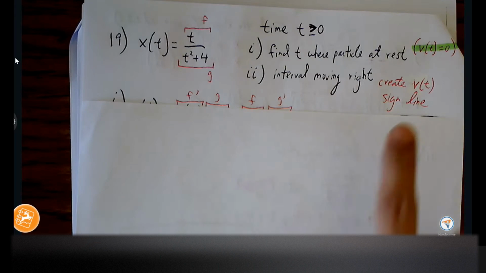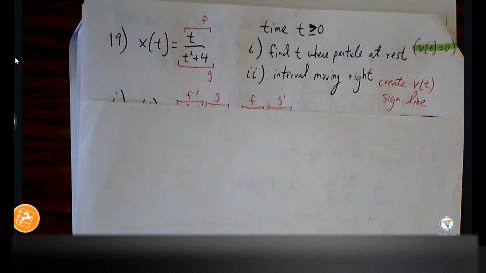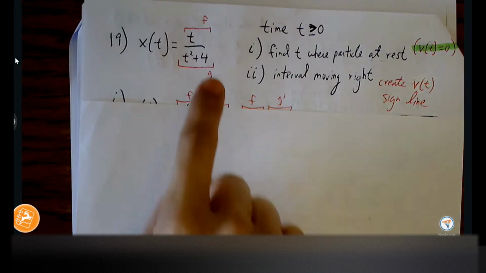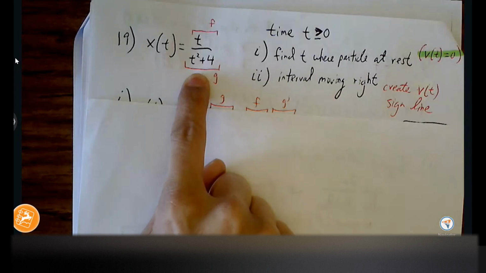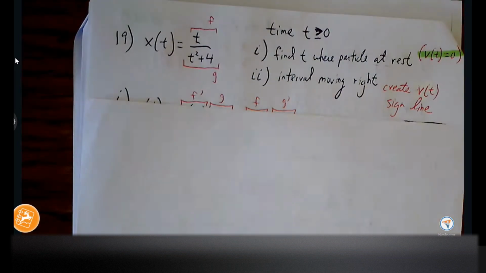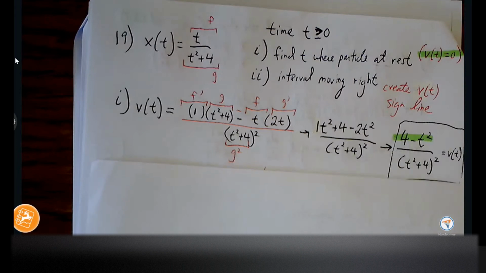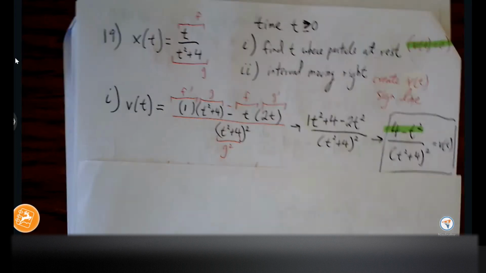All right, so let's do part one. Find when the particle is at rest. Particle is at rest when velocity is 0. To get to velocity, we need to find the derivative. To find the derivative, in this case, we have to go through quotient rule, right? So f prime g minus fg prime all over g squared. Try that.